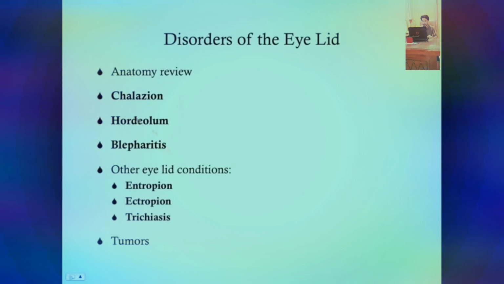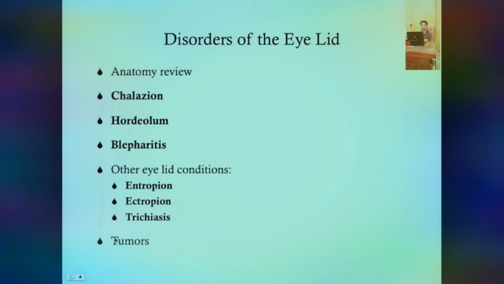The three inflammatory disorders: two focal inflammatory disorders known as chalazion and hordeolum, and then a more diffuse inflammatory disorder called blepharitis, which has many causes. And then some other eyelid conditions which are a little bit less tested on the USMLE: entropion, ectropion, and trichiasis. Certainly, though, you will encounter these in clinical practice, especially if you work with a geriatric population. But I would say that these first three here, chalazion, hordeolum, and blepharitis, are the most commonly tested on the USMLE out of all these things we're going to talk about.